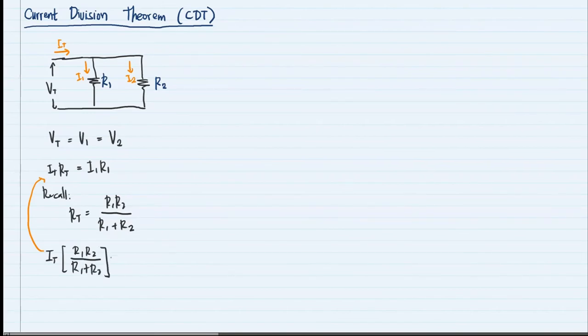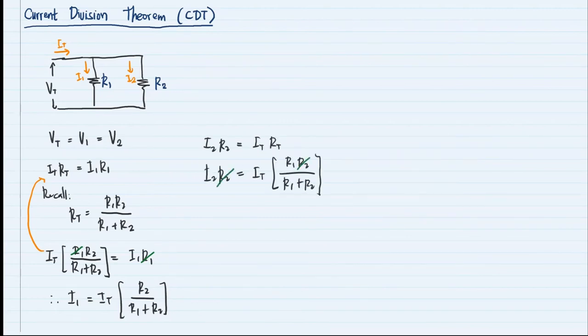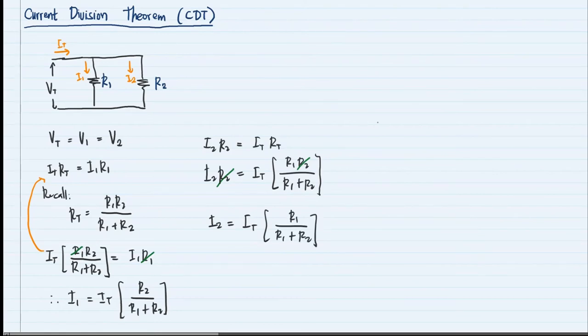When we substitute it, we see that R1 can now be divided out. So, what remains is I1 is equal to I total times R2 over R1 plus R2. We see that if we use the same concept, the same result applies for I2, which is equal to I total times R1 over R1 plus R2. Okay? Any question so far? I hope we understand.